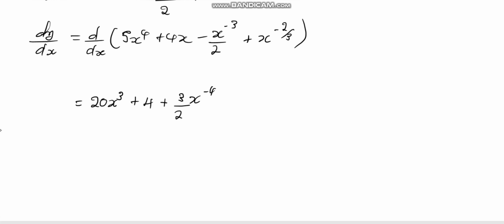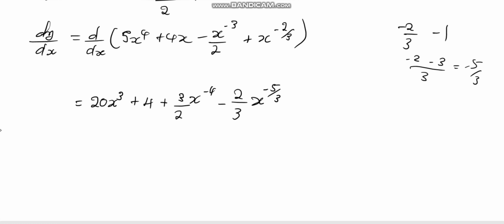Then when we multiply, the power that we have here is negative 2 over 3. We multiply by 1, we're going to have negative 2 over 3 x to the power negative 2 over 3 minus 1. So 3 is our common denominator. 3 into 3, 1. So we're going to have negative 2 minus 3, which will give us negative 5 over 3. So here we're going to have negative 5 over 3.